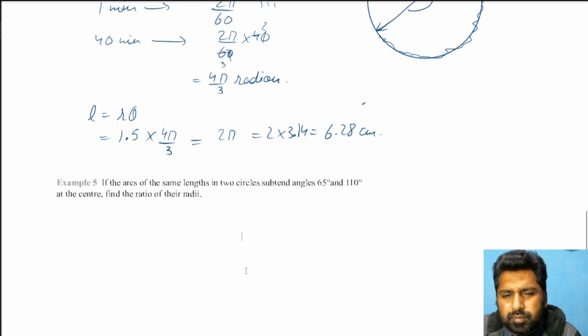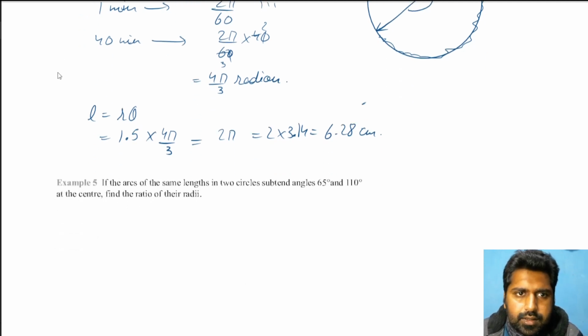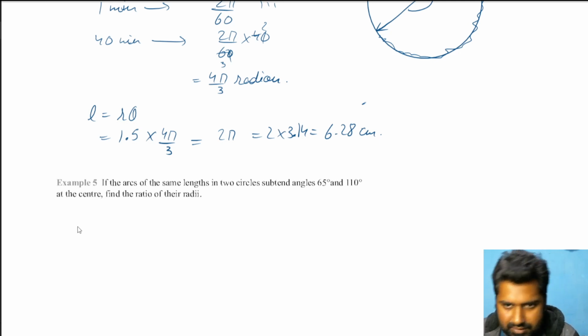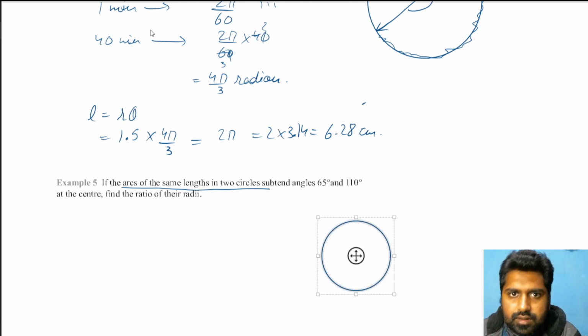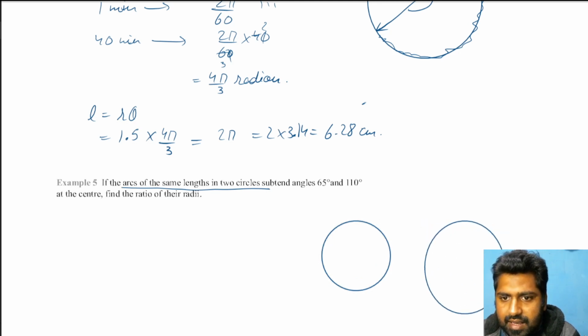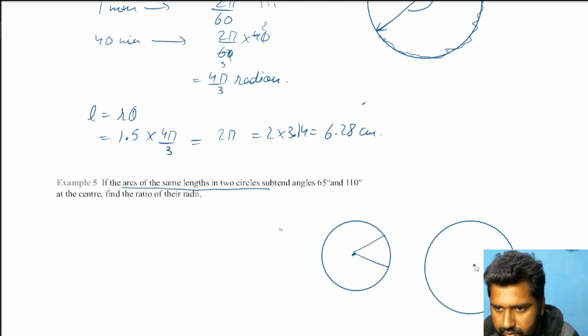Last example, based on simple examples of angles only. Remember, this is very specific to angles; the real trigonometry will start after this. He's saying again this concept: if two arcs have the same length in two circles, so this time he's talking about two circles. Both have different angles, I think, but the length of arc is the same. Let's say this is one angle and this is another angle. He's saying this length is the same, and find the ratio of their radii. Let's say this has radius r1 and this has radius r2. The angles are theta 1 and theta 2, but the length of the arc is the same.